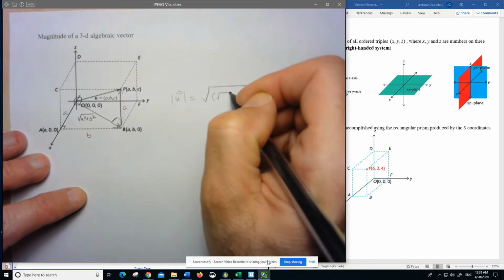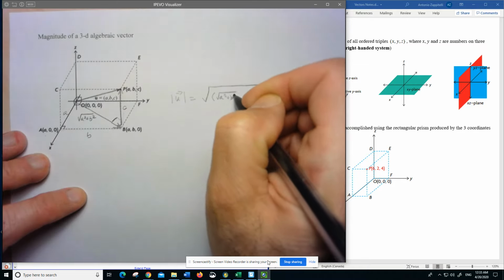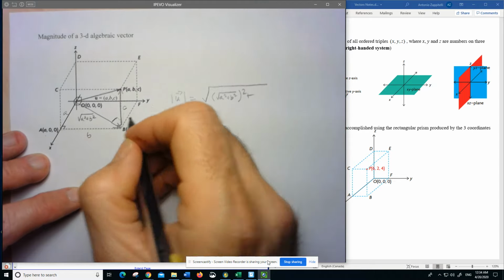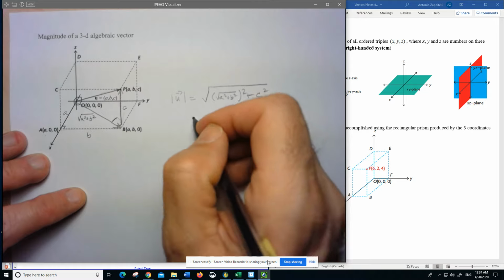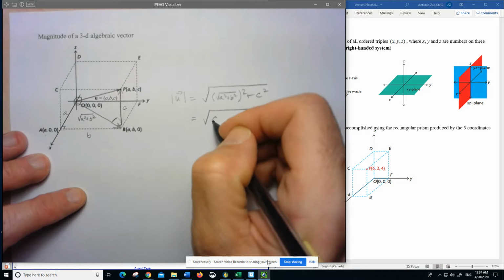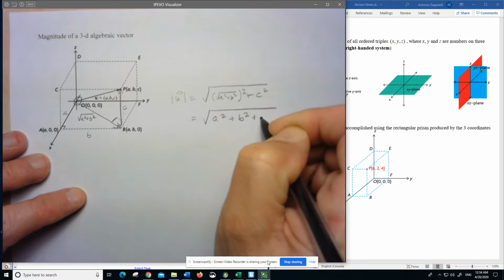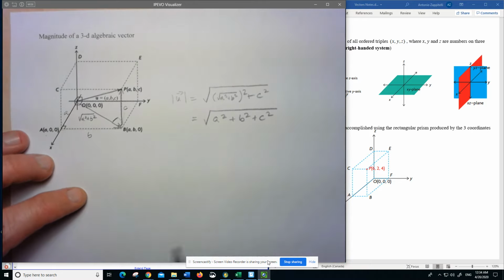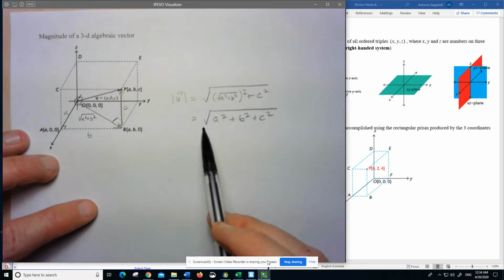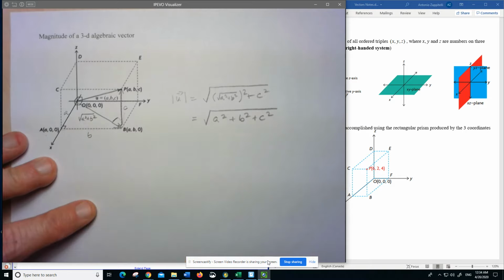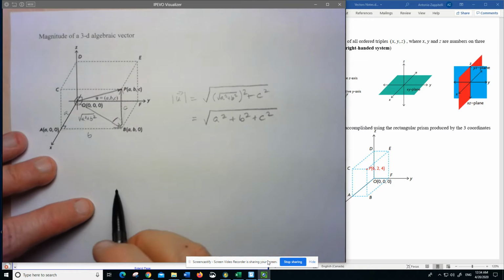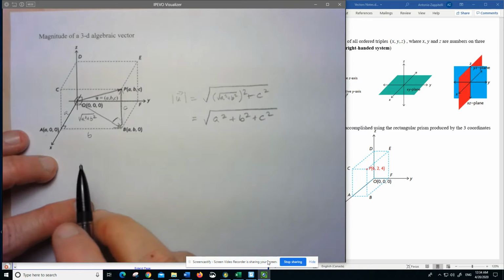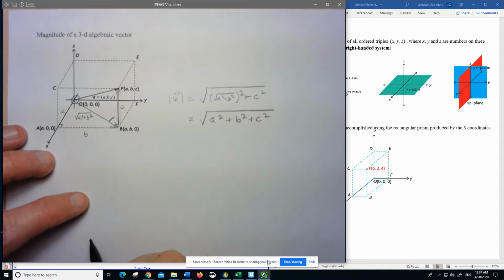So the square of that side plus the square of the other side. But what is the square of the square root of a squared plus b squared? It's just going to be a squared plus b squared plus c squared. And look what we have. A fairly easy formula for the magnitude of a 3D vector. Okay, and it really just looks like an upgrade of that 2D formula that we found. So that's really nice, because they look very similar to each other.